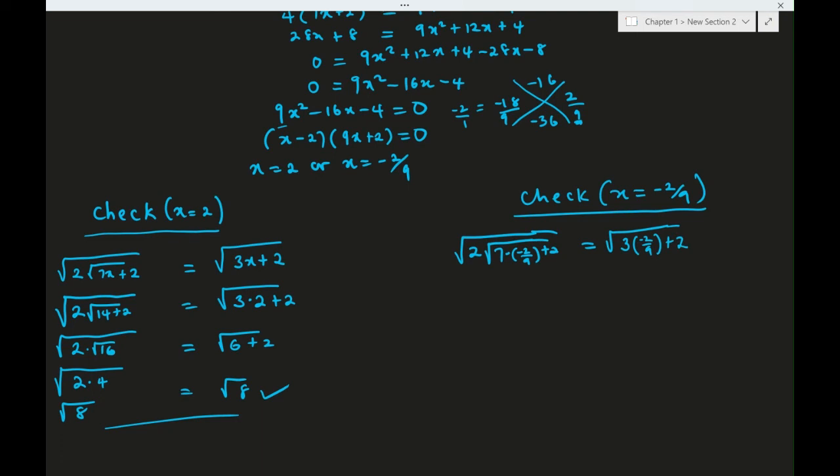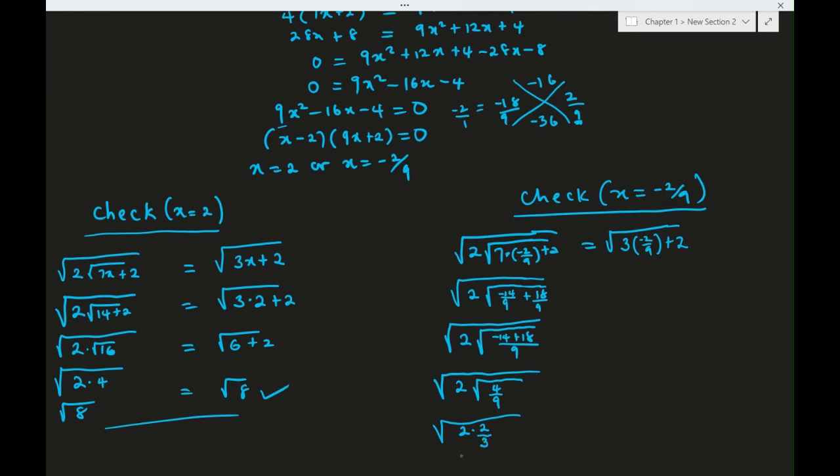So let's simplify both sides. And here we can write this as 2, and this will be root of what? This is multiplication, right? 7 times minus 2 will be minus 14 over 9 plus 2. Since the denominator here is 9, we can write this as 18 over 9, which is still the same. So we can write this as minus 14 plus 18 over 9. And we can simplify this as 2 root of, minus 14 plus 18 is 4 over 9, right? This is like 2 times the root of 4, which is 2, and the root of 9 is 3.